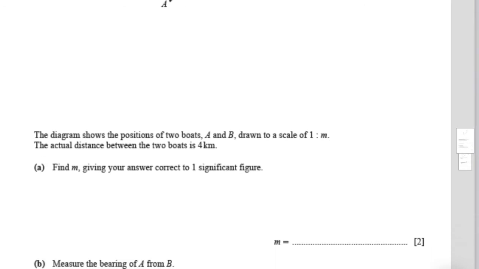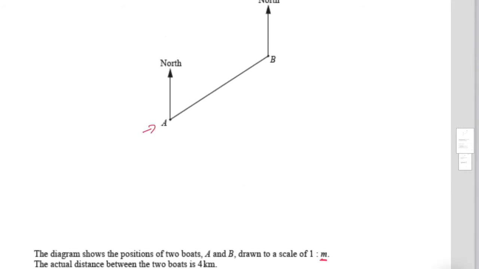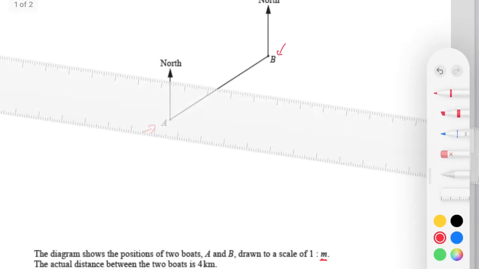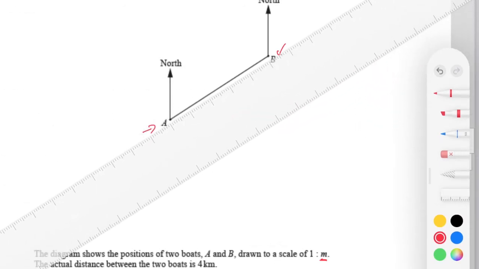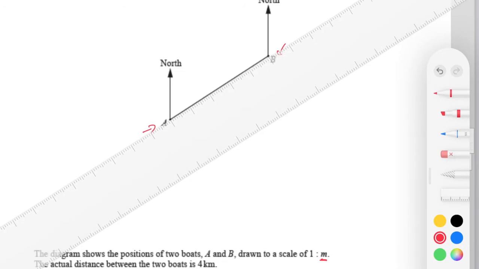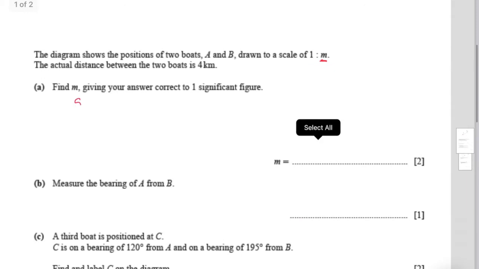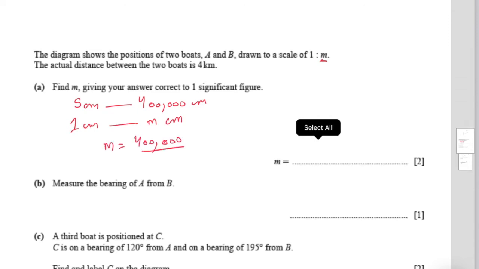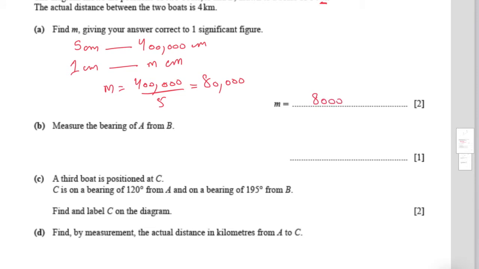Now, in order to find the value of m here, we need to find the distance between A and B by measuring it with a scale. When we measure this distance, it is going to be 5 centimeters on this diagram. So if 5 centimeters is equal to 4 kilometers, that means 4 kilometers would convert to 400,000 centimeters. Then what would 1 centimeter be equal to, which is the value of m? So m would be 400,000 divided by 5, that gives us 80,000. So the value of m is 80,000.